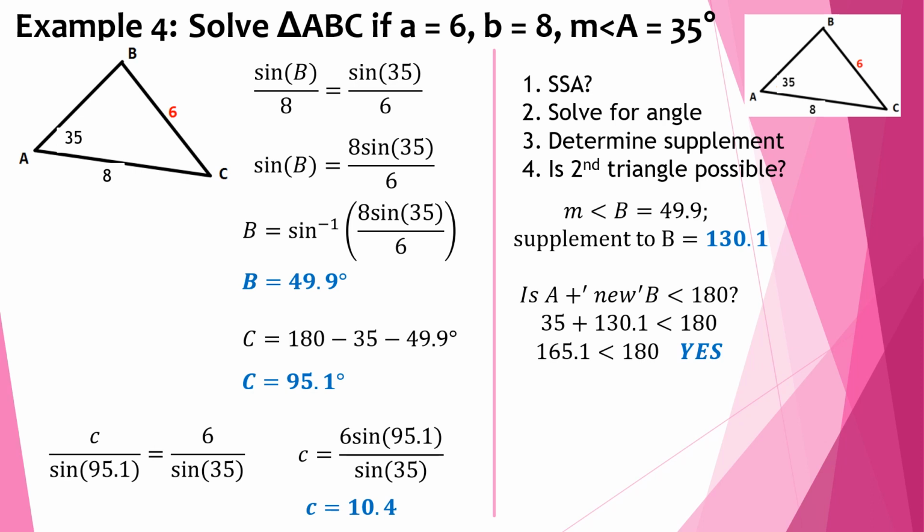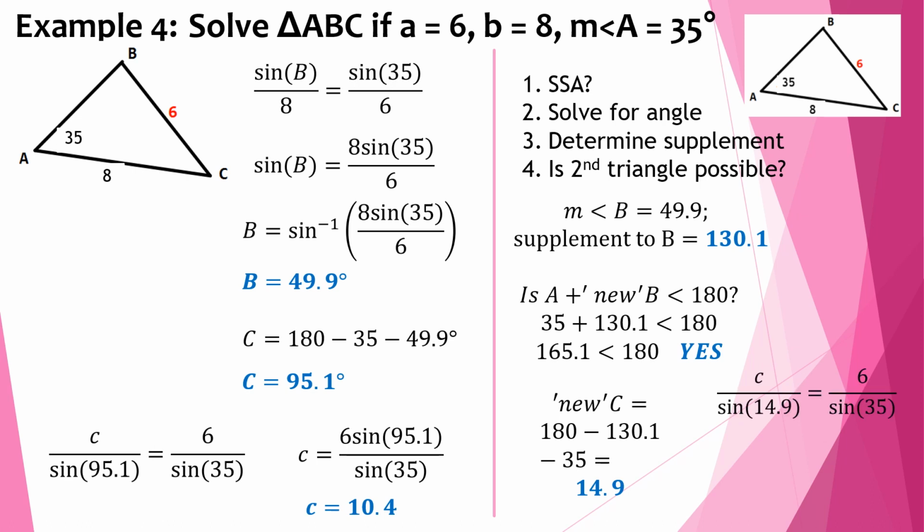Okay, great. Now we need to solve for our new angle C. So we'll take 180 minus that 165.1 and we get 14.9 degrees. So in our new triangle, A is 35 degrees, angle B is 130.1, and angle C is 14.9. So now side B really should be the longest. So if 8 is the longest and side A is 6, then side C should be really short. So let's see what happens.